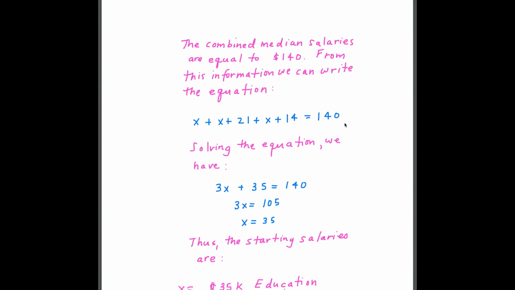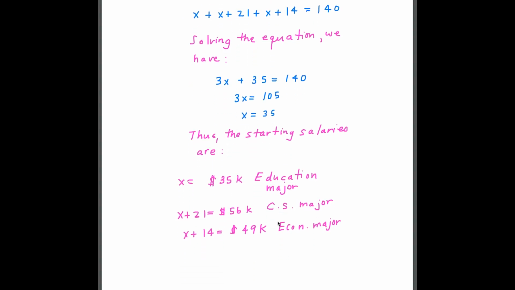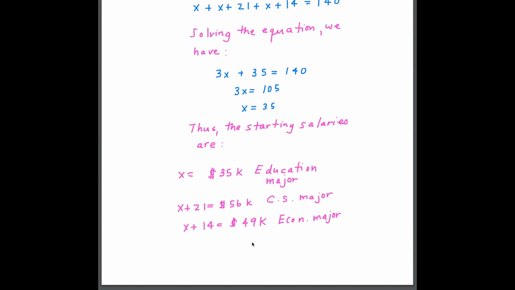It's a pretty simple linear equation, just combining like terms, right? Putting the number on one side, getting the variable on the left side. We end up with x is equal to 35. So now we have to say, what is the meaning of this answer in the context of the problem? That means that the education major median starting salary would be $35,000. We have to take that and add 21,000 to it to get 56,000 for the computer science major. Take that x and add 14 to it to get 49,000 for the economics major.